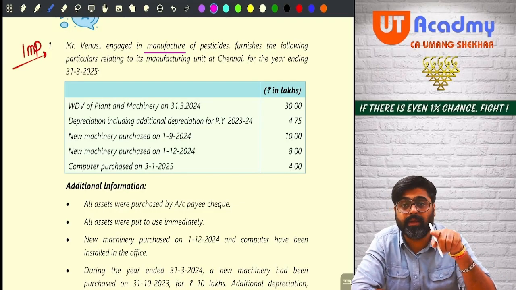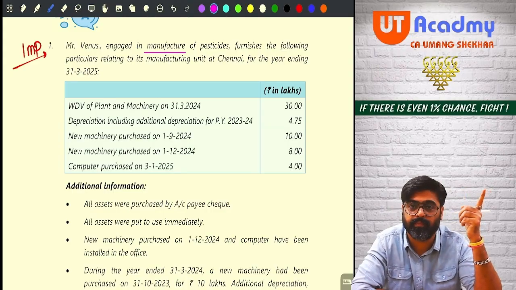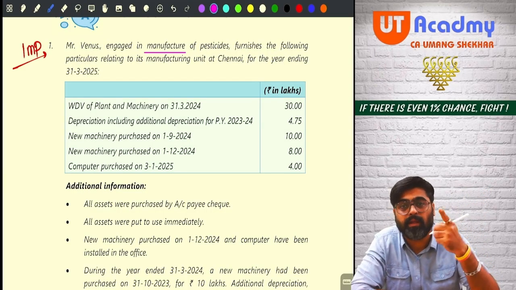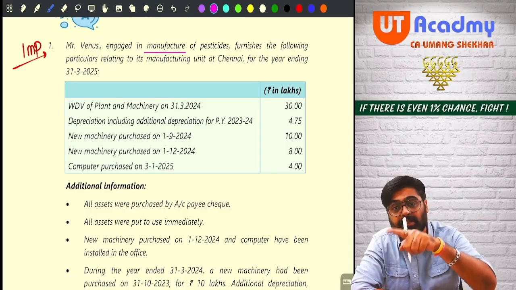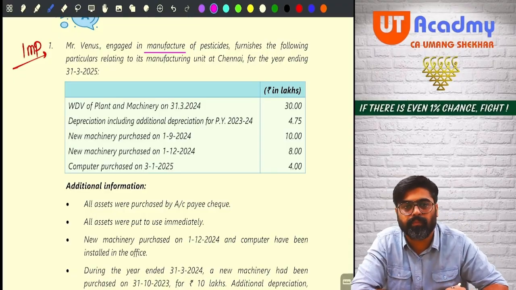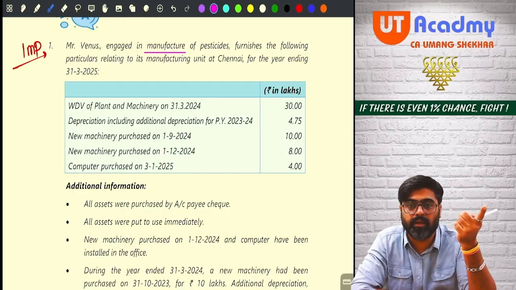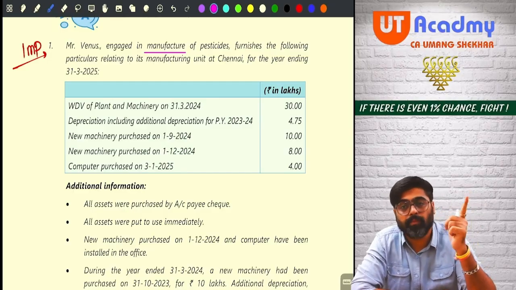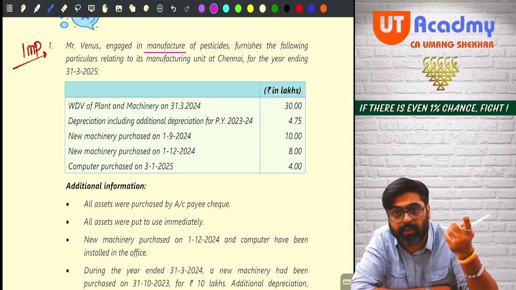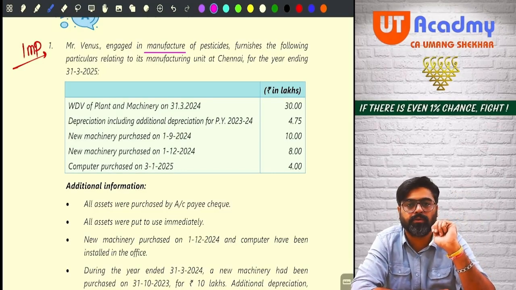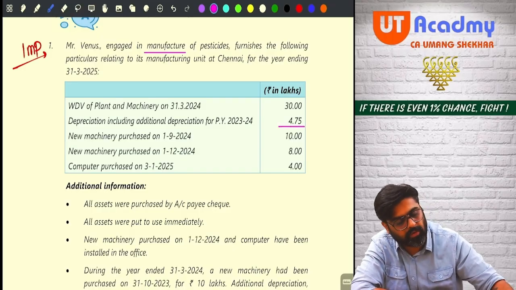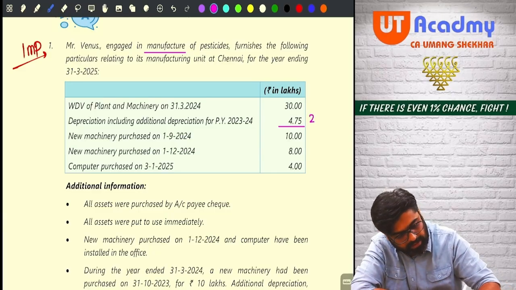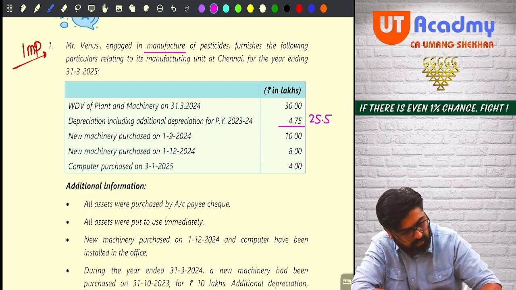So this was WDV as on the last day of last year. And they are not saying that from this WDV the depreciation was reduced. Depreciation for the last year they have given separately. Meaning that after reducing depreciation from the last year's WDV, whatever WDV remains will become opening in my previous year. Yes or no? So, what will be the WDV? 30 minus 4.75 will be 25.25 lakhs.